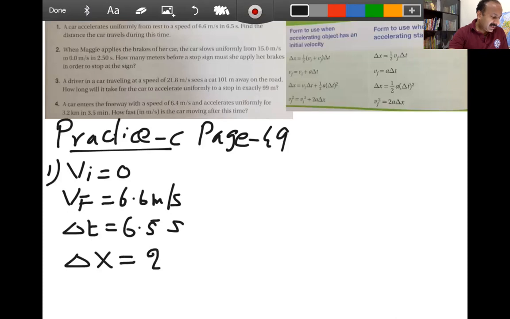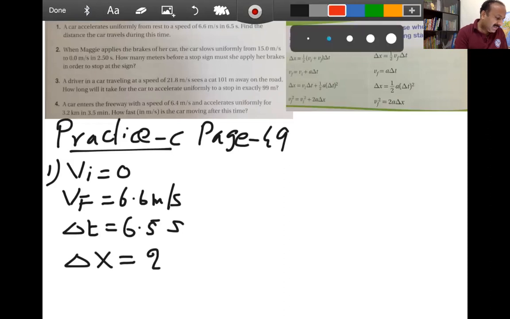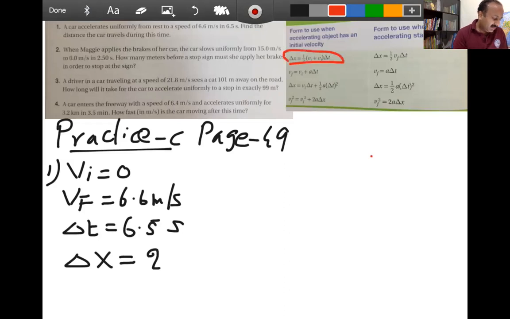Now you look at the equations given here. If you look at the first equation, delta x is equal to half into vi plus vf into delta t. You need to find out delta x, so that term is there. Vi is there, vf is there, delta t is there. So the first equation is your equation. And since vi is 0, that equation will reduce to delta x equal to half into vf delta t. Why? Because vi is 0 here.